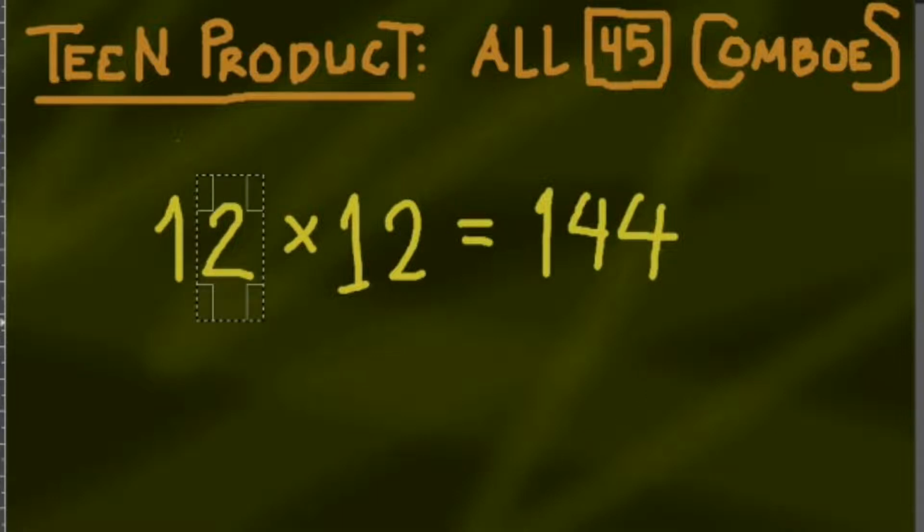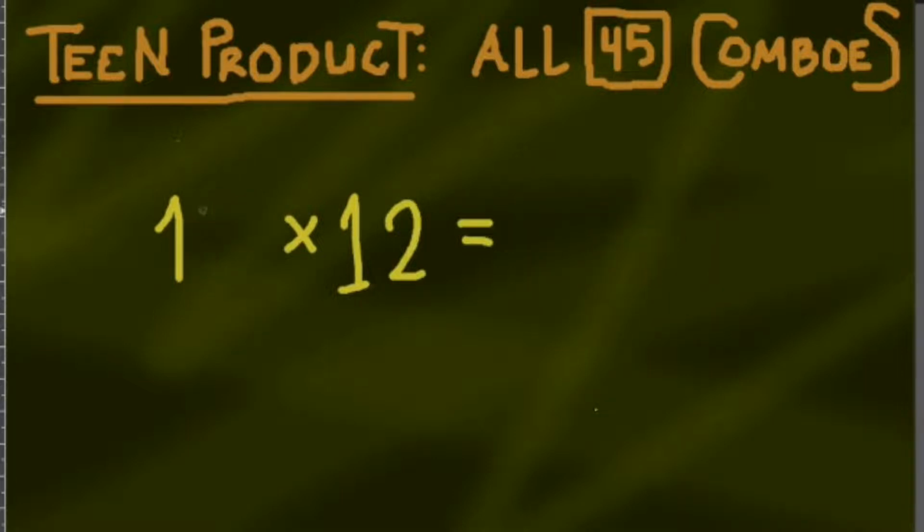Next is 13. 13 times 12: 13 plus 2 is 15, and 3 times 2 is 6, so 156. 14 times 12: this becomes 16 and 8, so 168. 15 times 12 is a special case. This is not 1710, but it becomes 180.